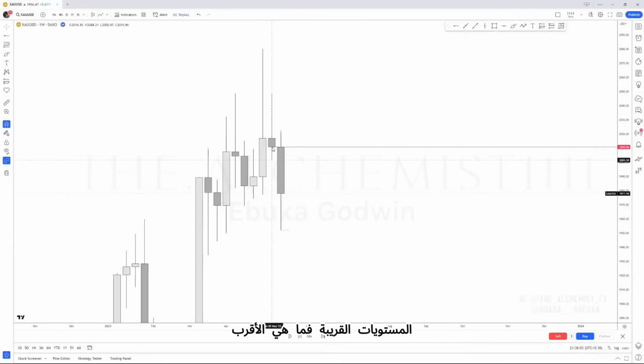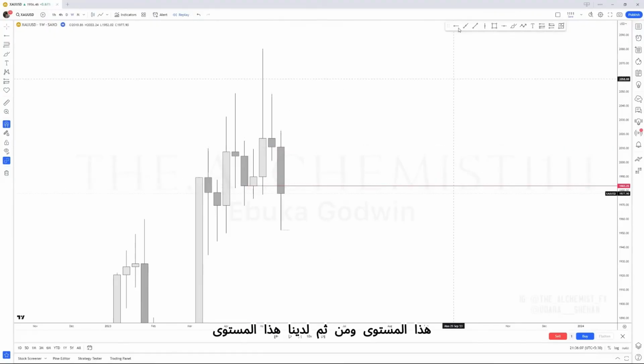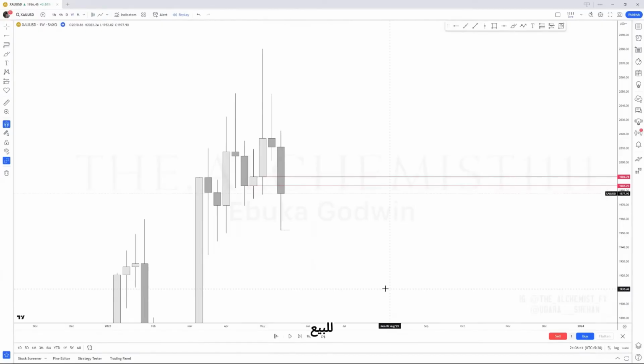So you need to look for nearby levels. What are the closest levels we have on the weekly? We have this level, and then we have this level for selling, right? For sales, these are the two levels we have. Okay, so there we go. Now let's go to the daily. Let's see if we could refine this.